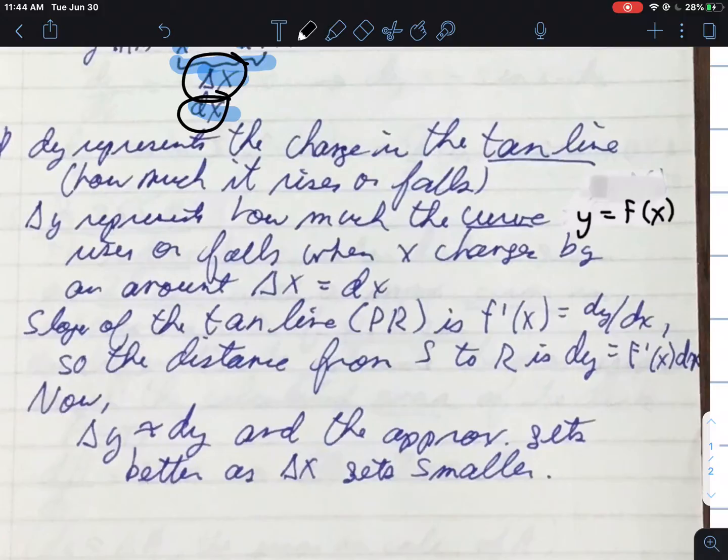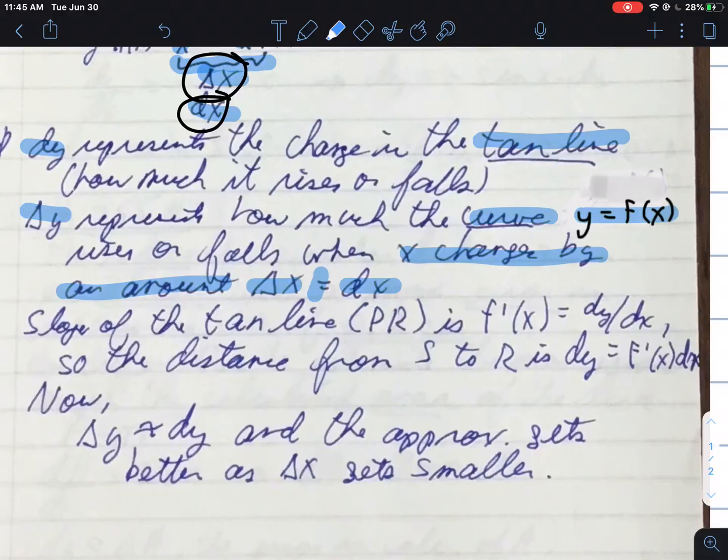So dy represents the change in the tan line. Right? Dy is the change in the tan line. How much that tan line rises or falls, right? How much the y value changes. Delta y represents how much the actual curve changes, right? So y equals f of x, the actual curve itself, how much does that rise or fall? As your x changes by some amount, which with respect to the curve is delta x, with respect to the tan line is dx, but those are the same, right? Because the horizontal distance is the same, either way.